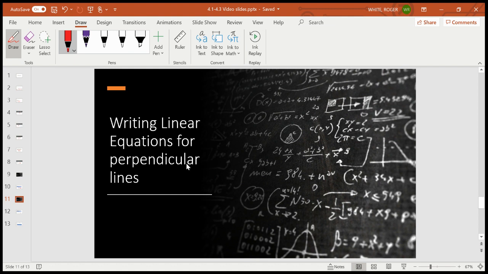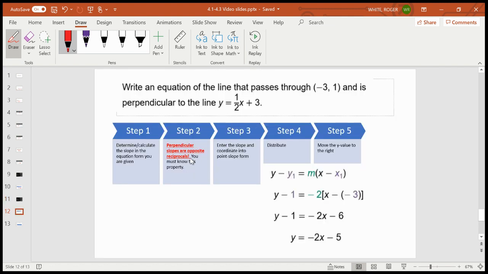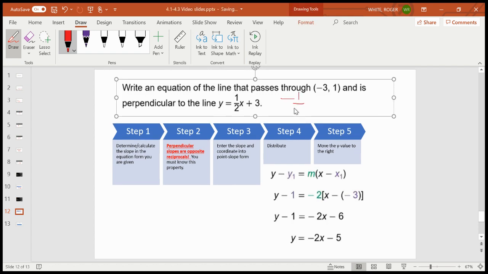Okay, so now we're going to do perpendicular. Now, perpendicular lines are different because they are opposite reciprocals. So if I have a slope of 1/2, opposite is going to make it a negative, and then the reciprocal is going to make it a -2/1. So opposite means to change the sign, and reciprocal means to flip the fraction. So we can write this as -2/1 or -2, which is what's shown in the work down here.